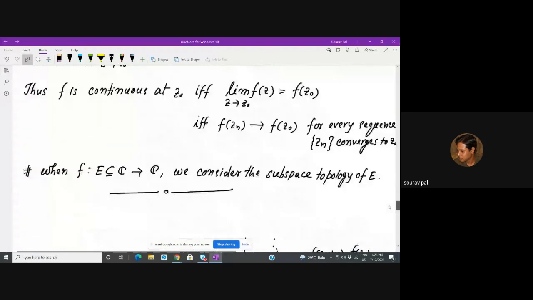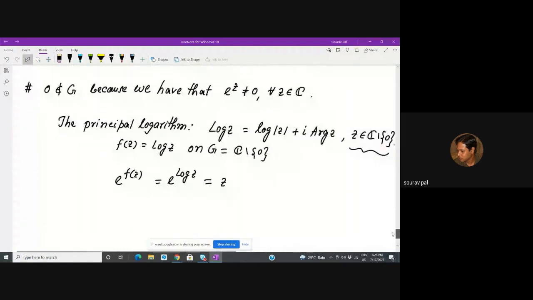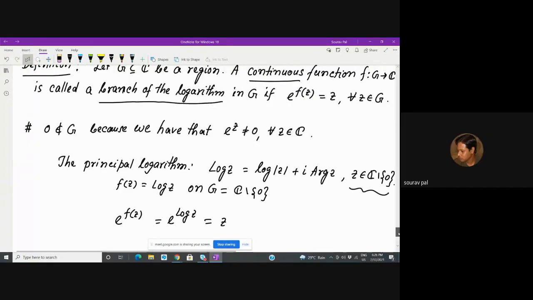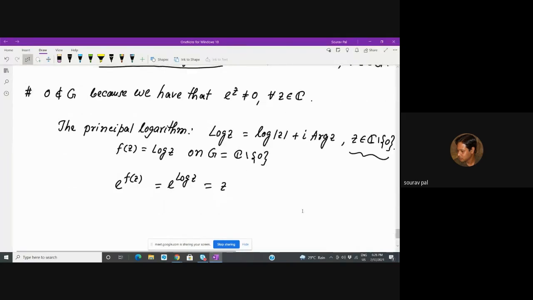So we don't have any problem with the equality. It is fine. But the point is that this function is not continuous. If you just look at the definition, f has to be a continuous function on the given region. This G is definitely a region, but this log z is not continuous. Why? Because this argument is not a continuous function.